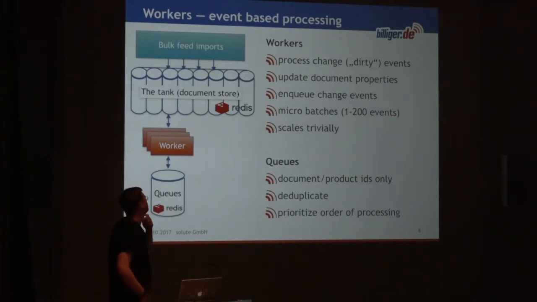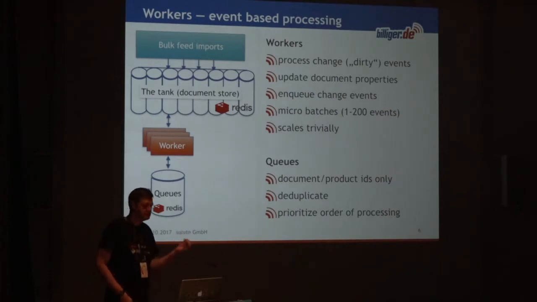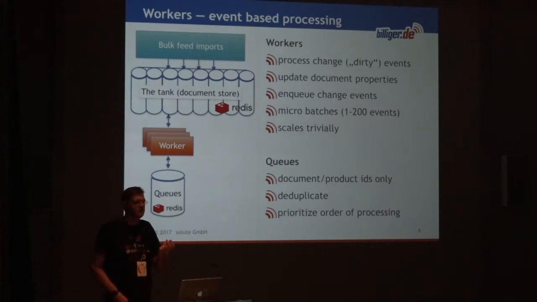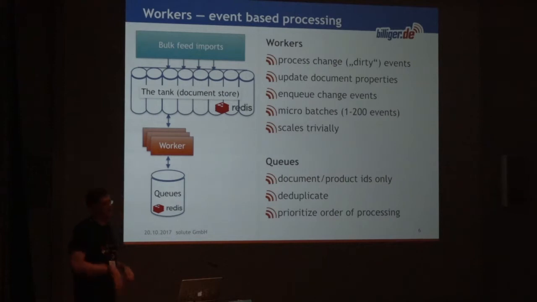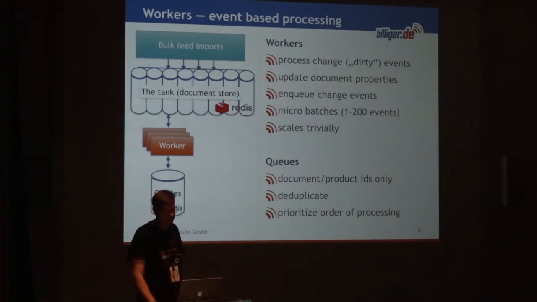The queues are very simple. We'll talk about it a bit later, but what they do is they store just IDs of things that have gotten dirty, that have been changed, typically documents or products. Because we only store the fact that something has changed, our queues actually deduplicate, so we never need to process something twice if we didn't manage to process it in advance. Of course, if it changes again later, after we already processed it, we have to do it again. And so essentially, the only thing our queues do is prioritize what we have to do.